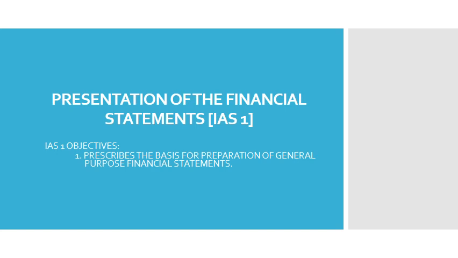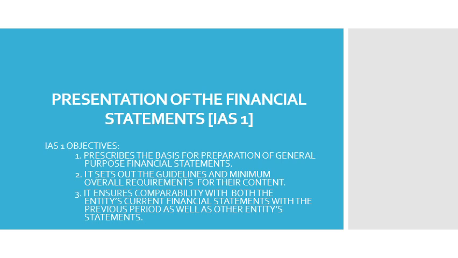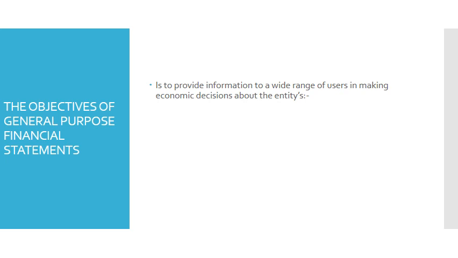The objective of this standard is to prescribe the basis for preparation of general purpose financial statements. It also sets out the guidelines and minimum overall requirements for their content. The standard also ensures comparability of the entity's current financial statements with the previous period, as well as with other entities' financial statements. The objective of general purpose financial statements is to provide information to a wide range of users in making economic decisions about the entity's assets, liabilities, owner's equity, income, and expenses.